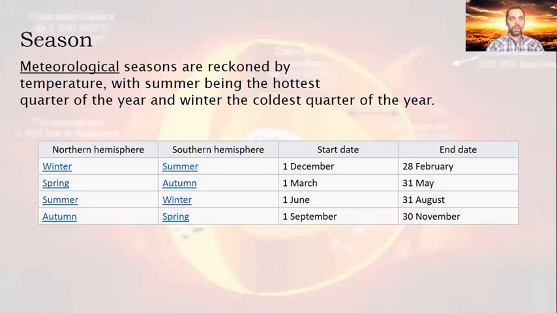We distinguish the meteorological and astronomical seasons. First, let's see the meteorological seasons. Here the seasons are reckoned by temperature, with summer being the hottest quarter of the year and winter the coldest quarter of the year. You can see that in Europe the winter, and in Australia the summer, starts on the 1st of December.